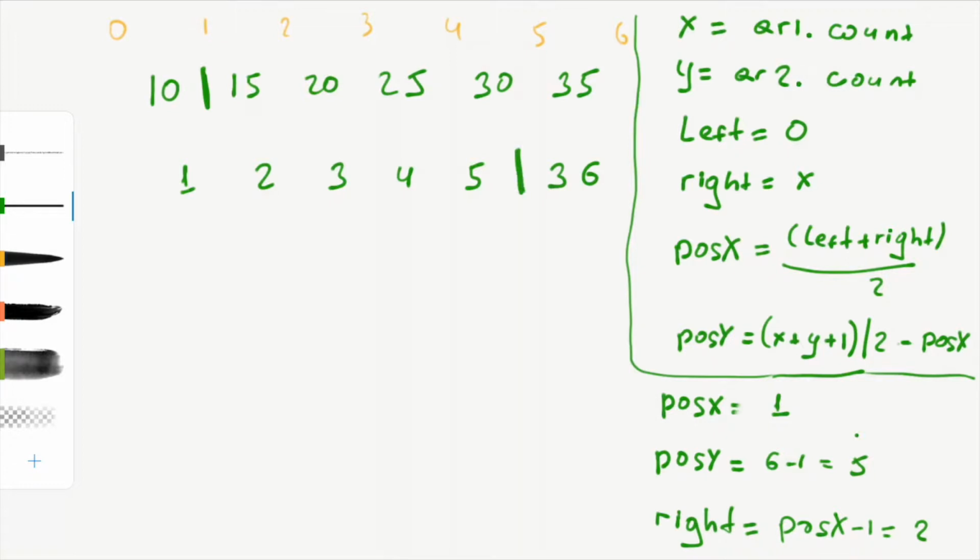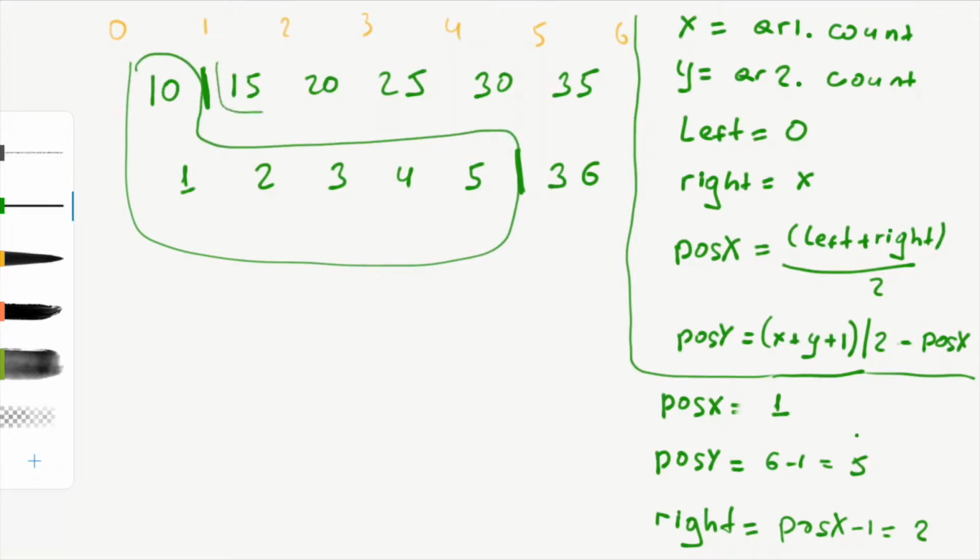And now let's check that 10 is less than or equal to 36, which is correct. And 5 is less than or equal to 15, which is also correct. So now we understand that all of the left side is less than or equal to all elements on the right side.